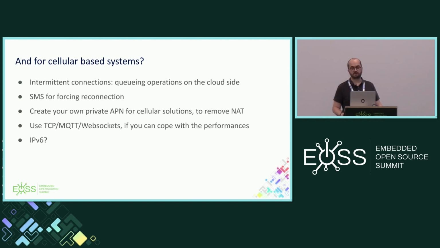Or you can ask your connectivity provider, your mobile network operator, or the people who are selling you a SIM card, to create a private network for you. So it's a software-defined network they build on top of the public network. And in this private network, you will be able to select your IP address and remove the NAT totally from the picture. So you will not have the problem of the NAT timeout anymore.